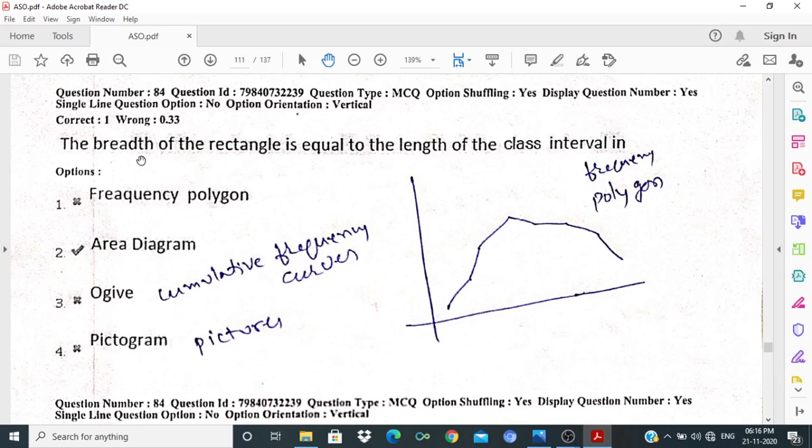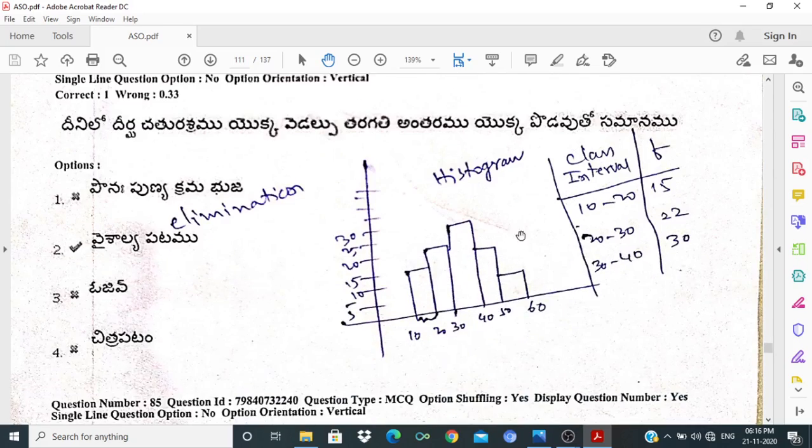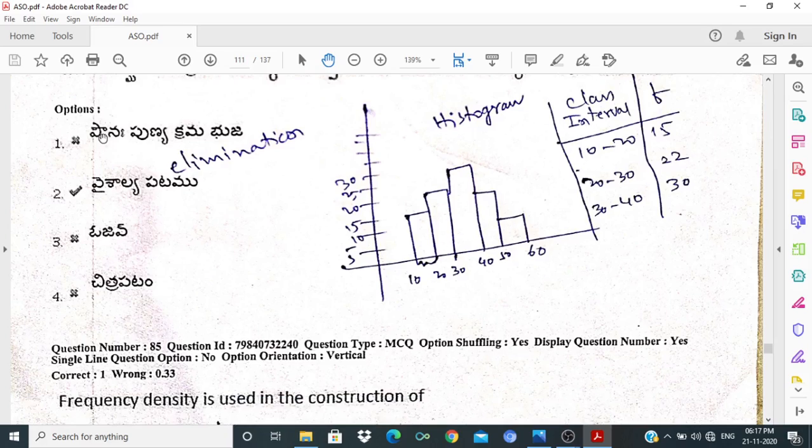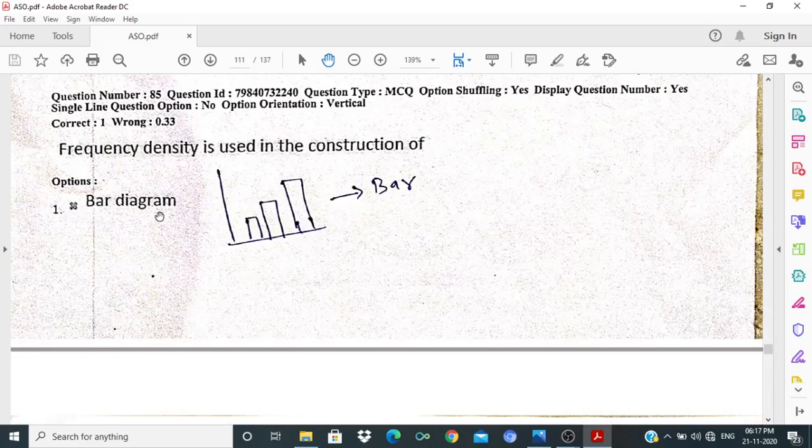It is about the breadth of rectangles. It is an area diagram. It is a histogram. We take the class interval as the breadth, and frequency as the length. Area diagram. By the elimination method only we can find the answer. This is the frequency polygon, this is the ogive curve, this is the pictogram. So by elimination we find the area diagram.